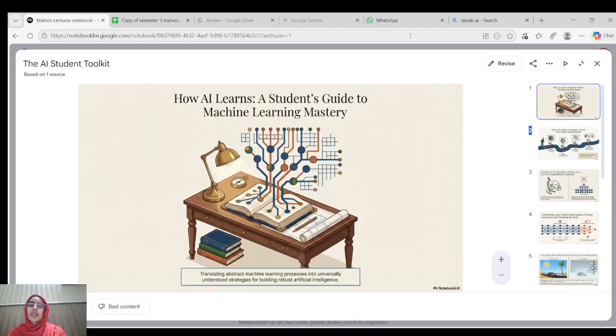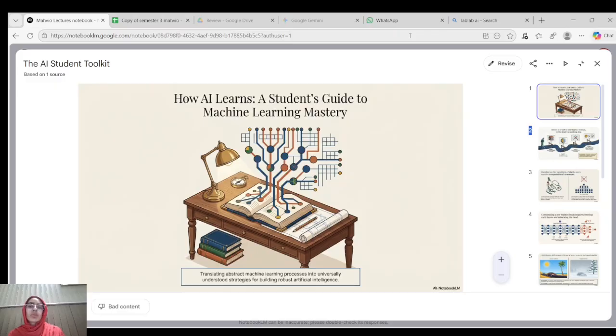As a student of health data science, you are entering a field where data is rarely perfect. In the classroom, datasets are clean. In the hospital, they are messy, biased, and often too small. Today, we are going to learn how AI actually learns.